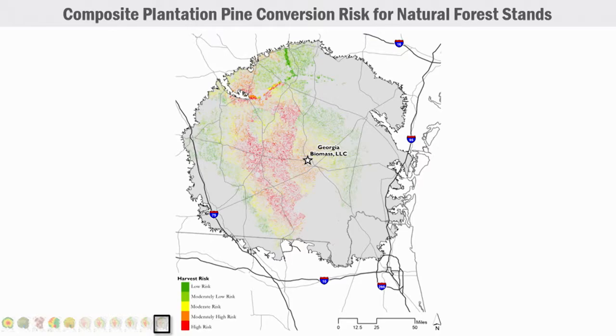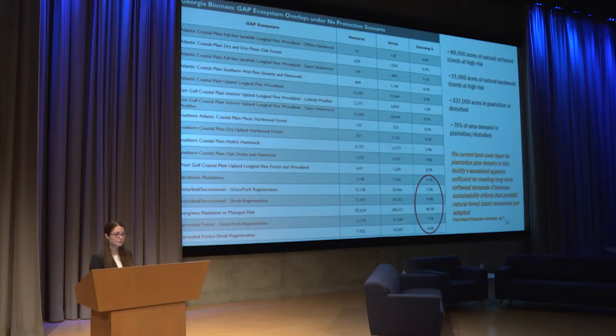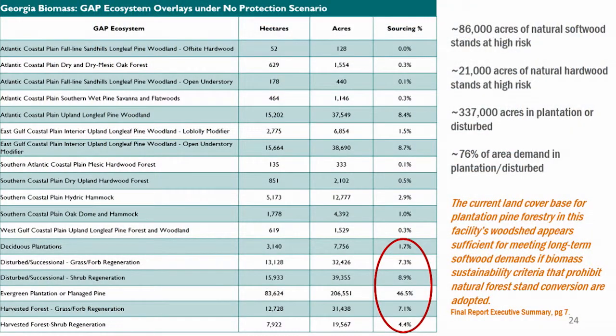And so in terms of what these maps actually mean in translating this, we ran some of those as less restrictive scenarios, with no restrictions really, and then some were more restrictive scenarios. But if you look at this chart here, under no protection, you see that 86,000 acres of natural softwood stands would be at high risk. Also under no protection, we would have 43,500 hectares of native forest, including 34,000 of native longleaf pine at risk.